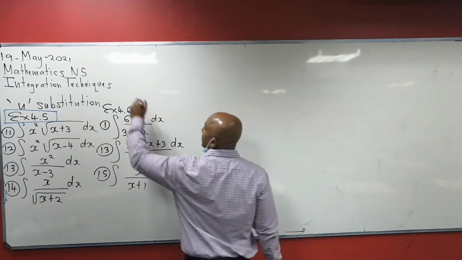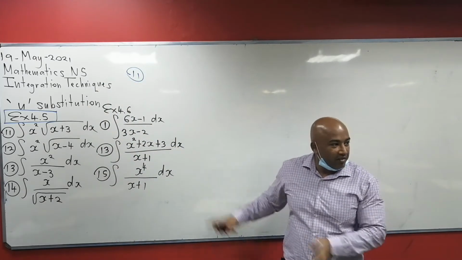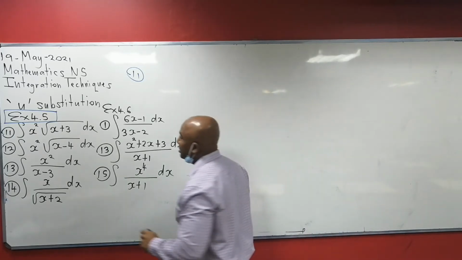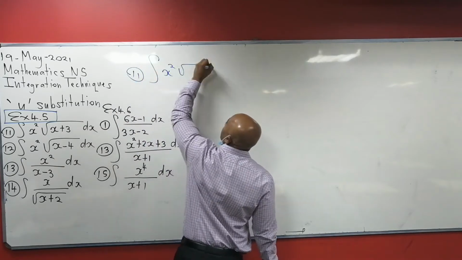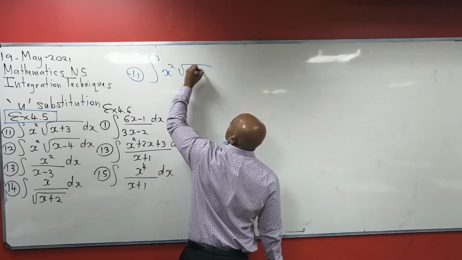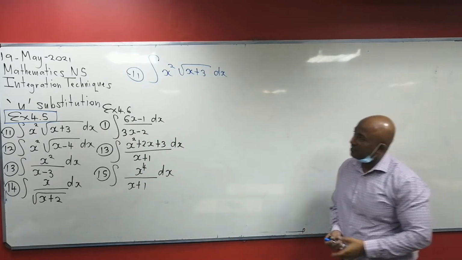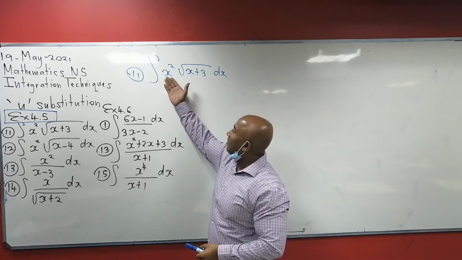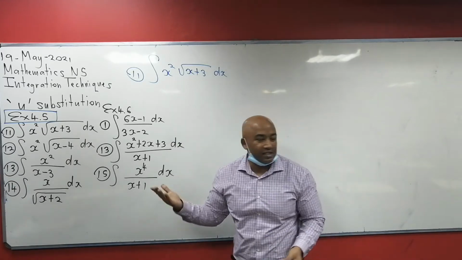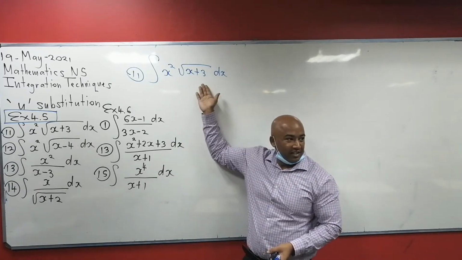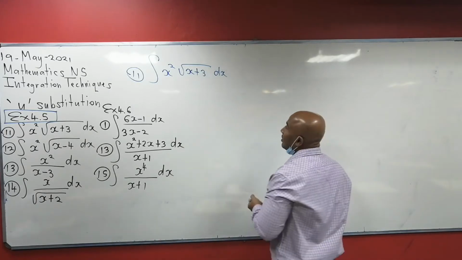Let's have a look at the first one here. So I'm choosing specific examples from exercise 4.5 that deal with only algebraic substitution. So here we got the integral of x squared times the square root of x plus 3. Now in this case, there's no exact derivative here. If I let u equal to x squared, the derivative of x squared will be 2x, and it's not going to cancel with anything here. Can you see that?